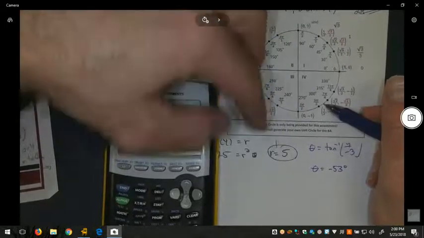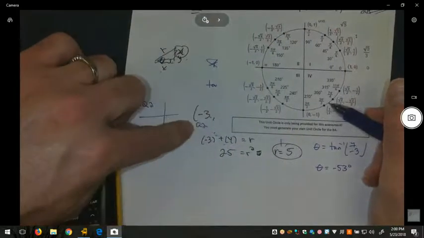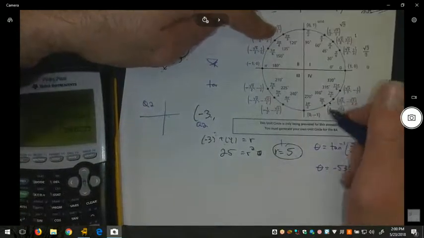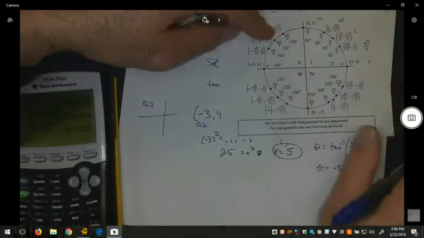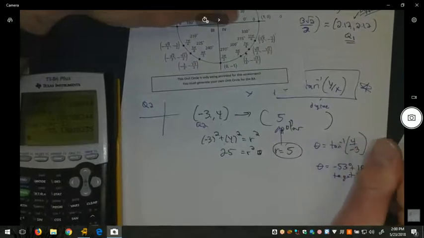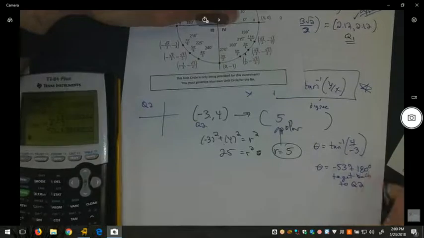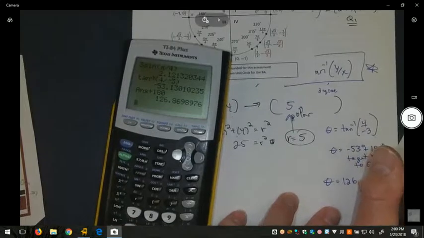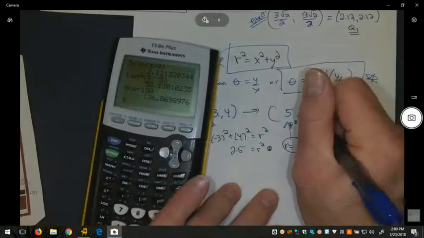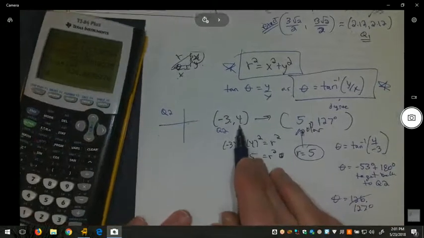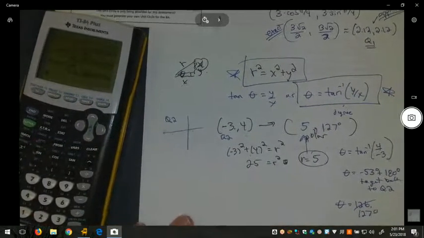But we know that it's not in quadrant 4 because the actual point negative 3, 4 was in quadrant 2. Well, how many units away are these? Well, if we're in radians, they'd be pi units away. But since we're in degrees, they are 180 degrees away. So to this, we have to add 180 degrees to get back to quadrant 2. So if I add 180 to that, it tells me that the angle is 126 degrees, or roughly 127 degrees. So my polar coordinate is 5, 127. That's a pretty good approximation of the location of negative 3, 4. Those would show up right about here.